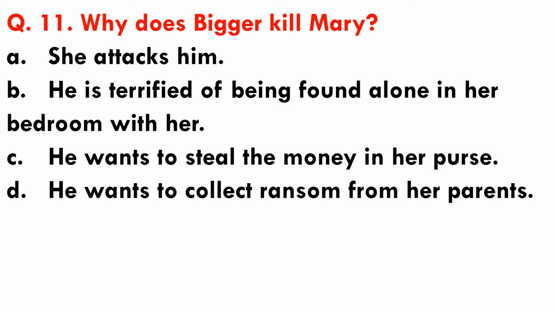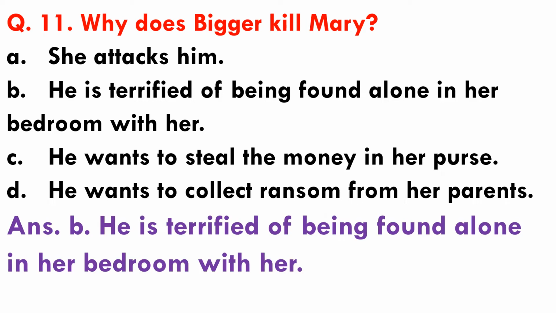Question number 11. Why does Bigger kill Mary? Options are A. She attacks him. B. He is terrified of being found alone in her bedroom with her. C. He wants to steal the money in her purse. And D. He wants to collect a ransom from her parents. So here option B is the correct answer, that he is terrified of being found alone in her bedroom with her.